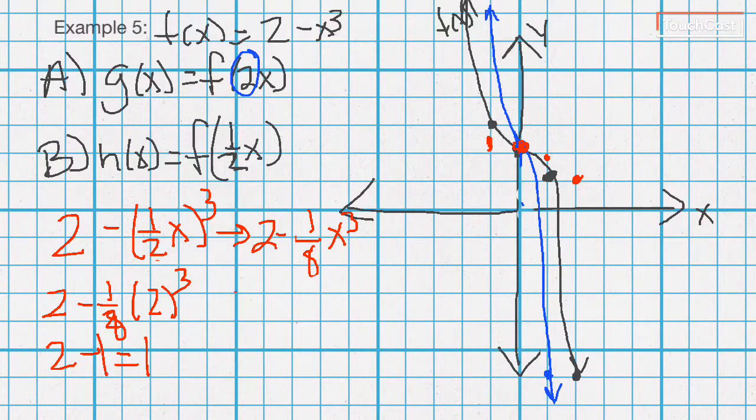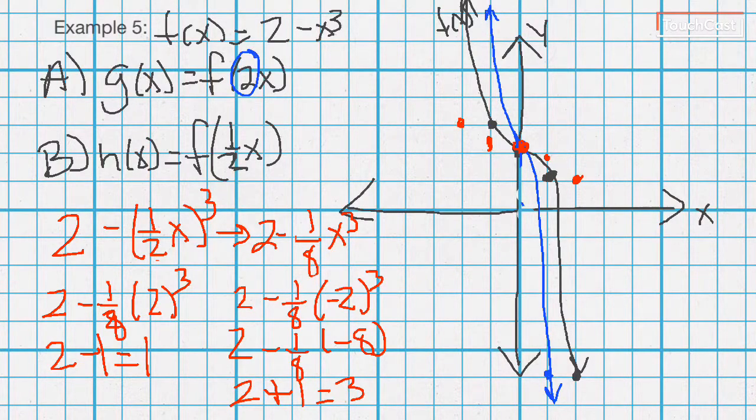If we try negative 2, 2 minus 1/8 times negative 2 cubed. Negative 2 cubed is negative 8 times 1/8, and subtract that from 2. So we're going to end up here with 2 plus 1, which is 3. So at negative 2, we're going to put a dot at 3.